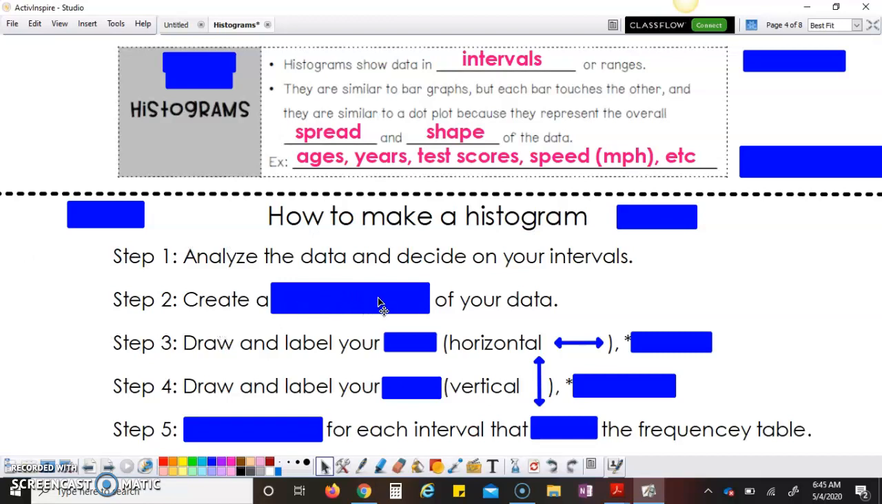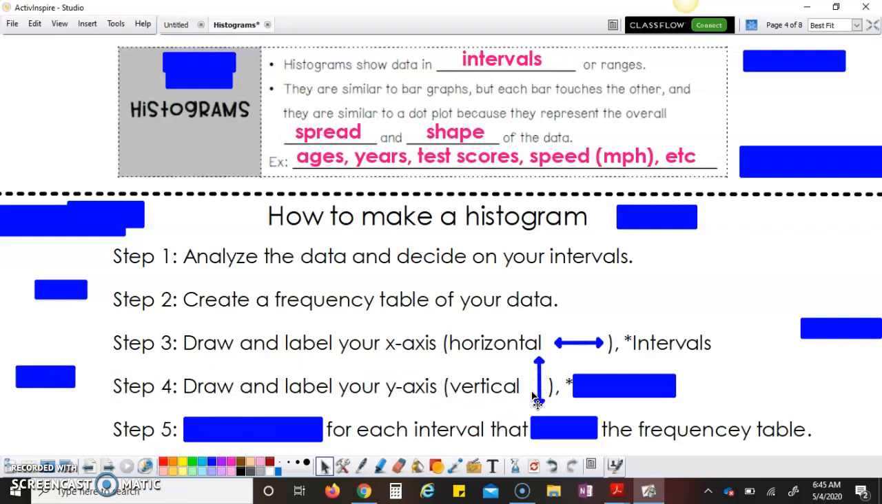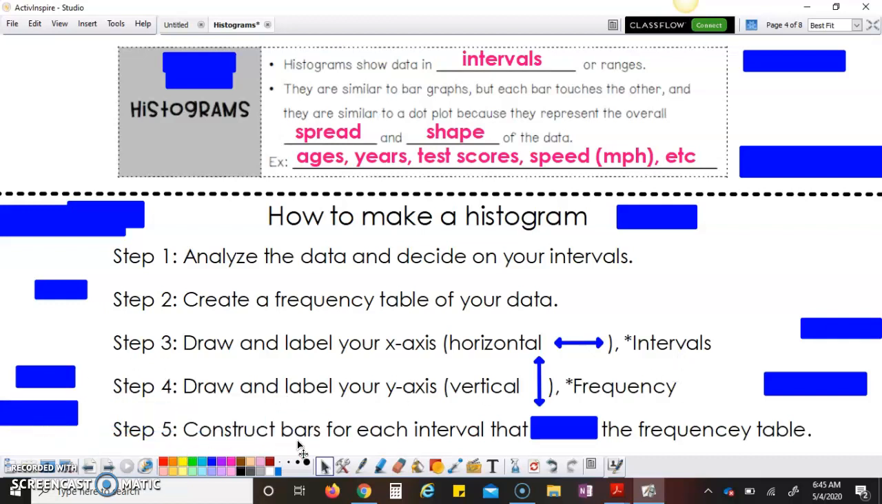Step number 2, you're going to create a frequency table of your data, and I'll show you how to do that here on the next slide. Step number 3, you're going to draw and label your x-axis, and remember your x-axis is the one that goes side to side, horizontal, and that's where you're going to put your intervals, okay? Step number 4, you're going to draw and label your y-axis, which is your vertical or your up and down line on your graph, and those are going to track the frequency of the intervals. And then finally, step number 5, you're going to construct bars for each interval that match your frequency table.